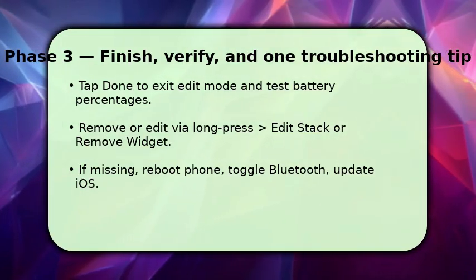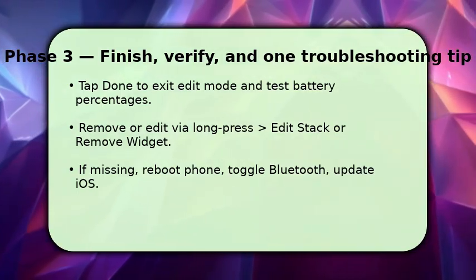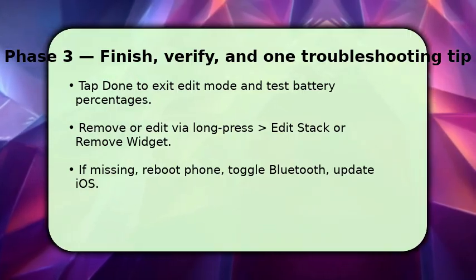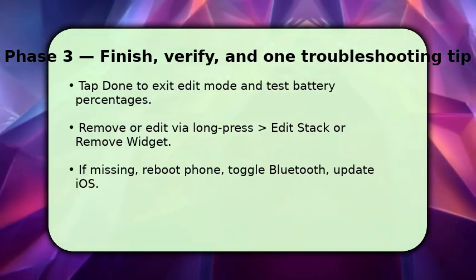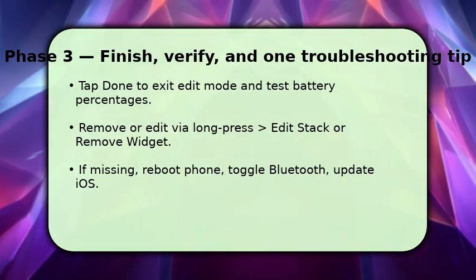If the widget doesn't appear or shows stale data, reboot the phone, toggle Bluetooth for accessory reporting, and make sure iOS is up to date. As a key troubleshooting tip, force a restart, which often restores widget behavior when nothing else works.